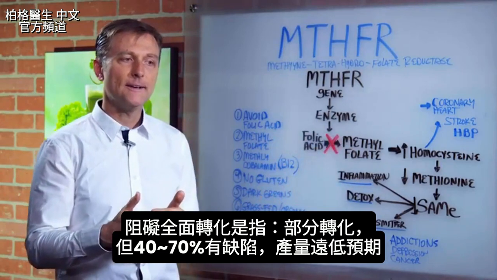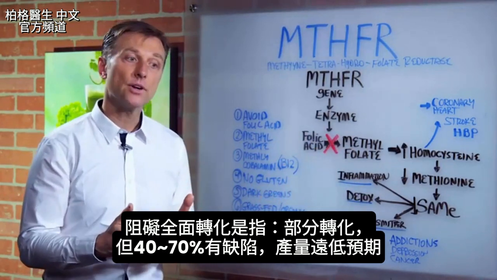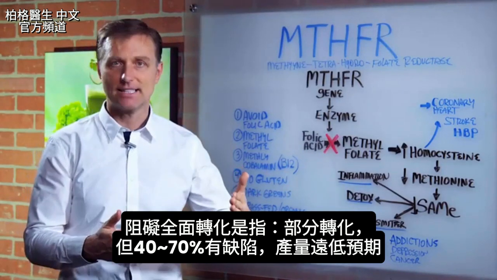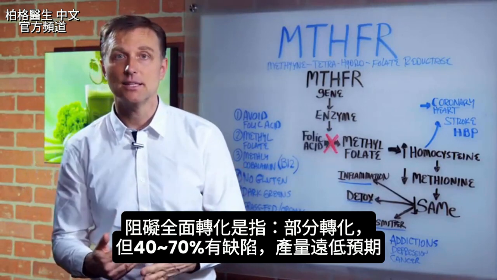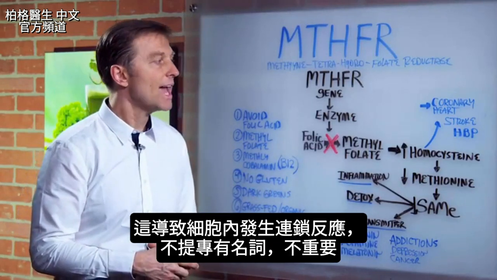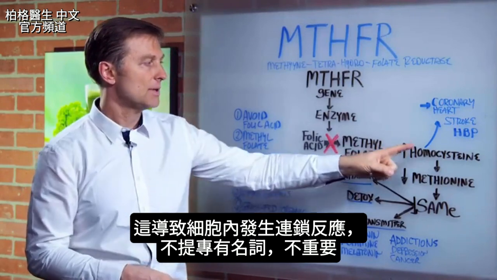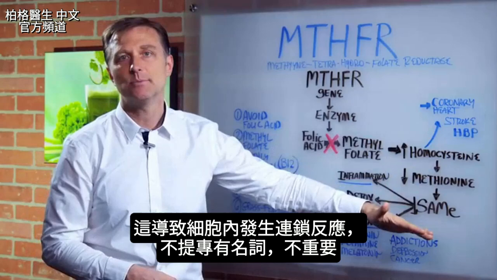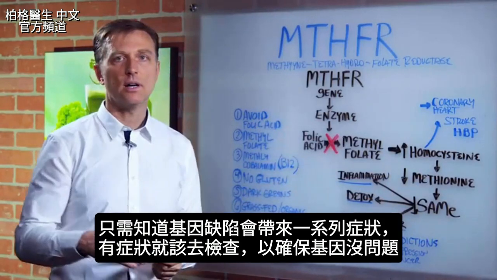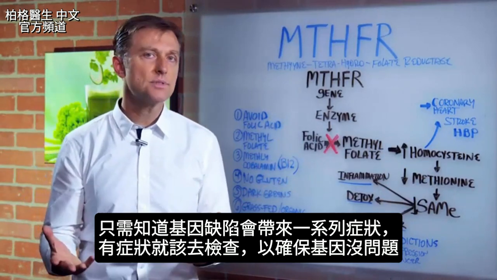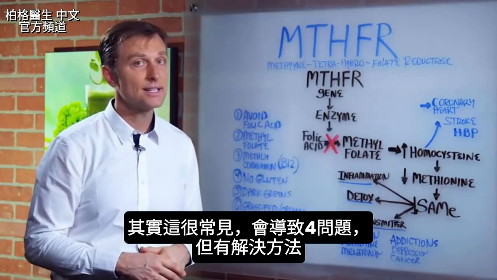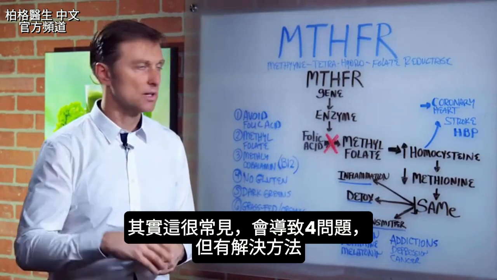And when I say full conversion, I'm saying it might convert somewhat, but it's like 40 to 70% defective. So you make a lot less than you should, so it doesn't convert. And that leads to a whole series of chain reactions that occur within the cell. And I'm not going to even give you these names because it's not important. What you should know is that having a defect in this gene will give you a series of symptoms. And if you have these symptoms, then you should go get checked to make sure that you don't have this, because believe it or not, it's quite common. But there's a solution for it.